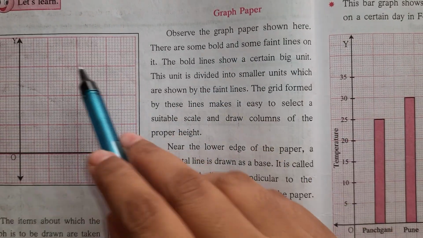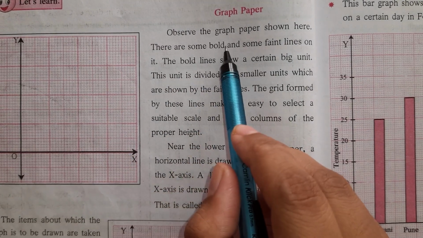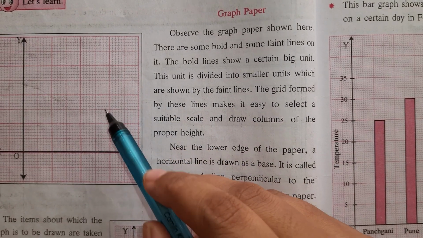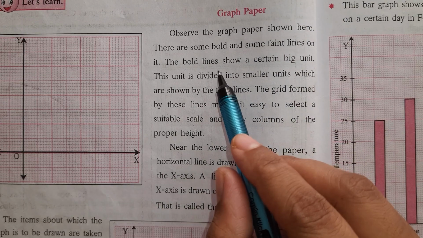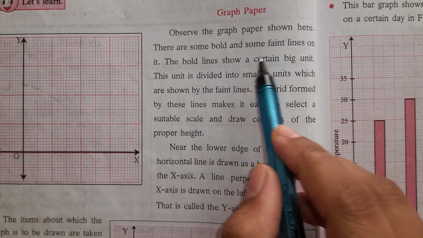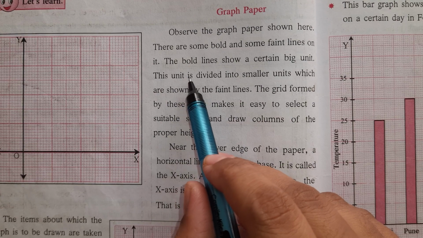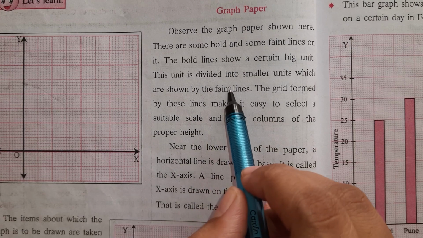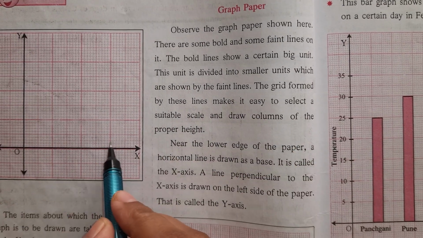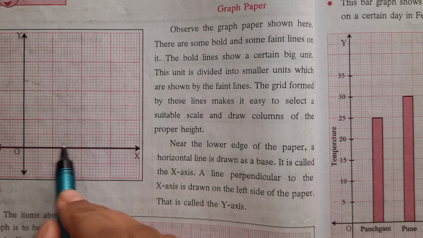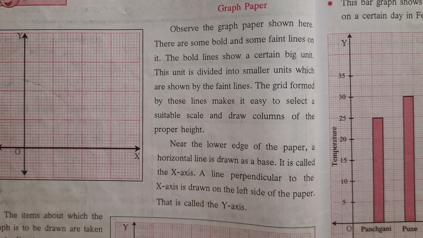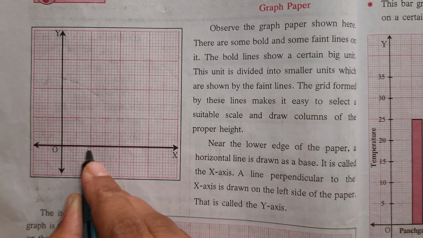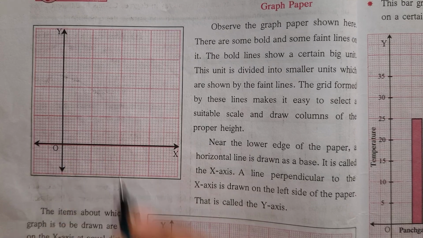Observe the graph paper shown here. There are some bold and some faint lines on it. Bold means darker lines. The bold lines show a certain big unit. This unit is divided into smaller units which are shown by the faint lines. So the distance between two dark lines, whether horizontal or vertical, is called 1 unit.